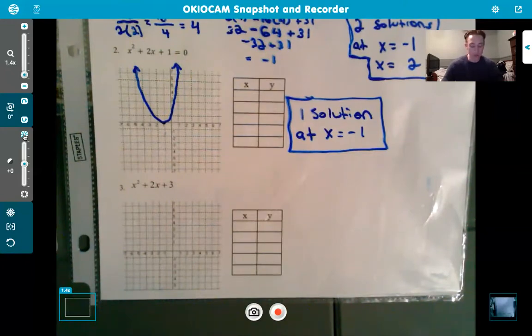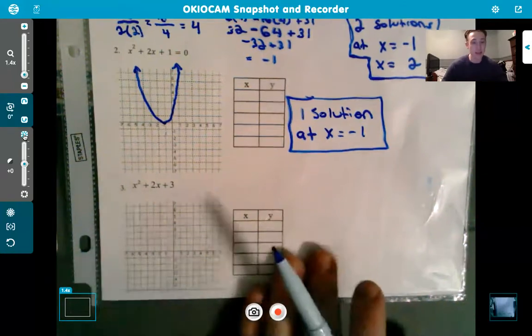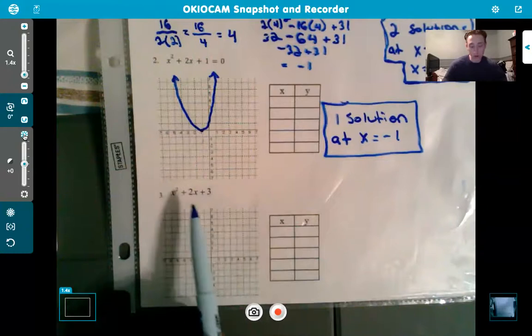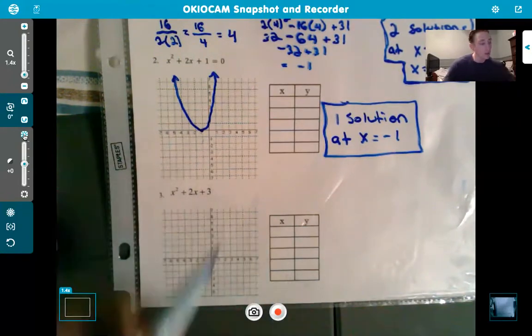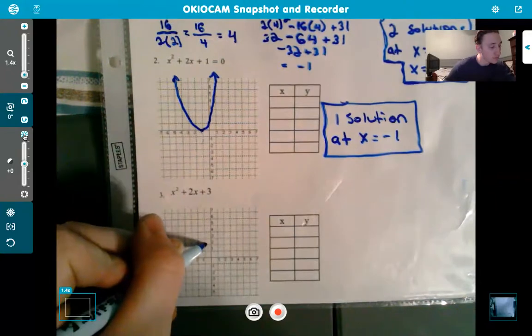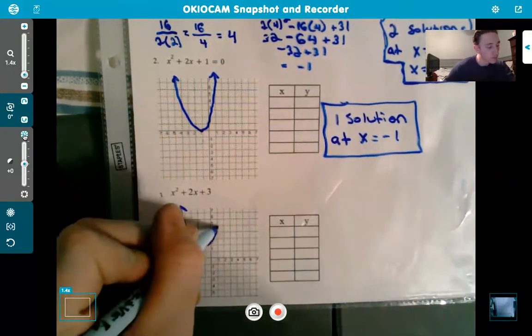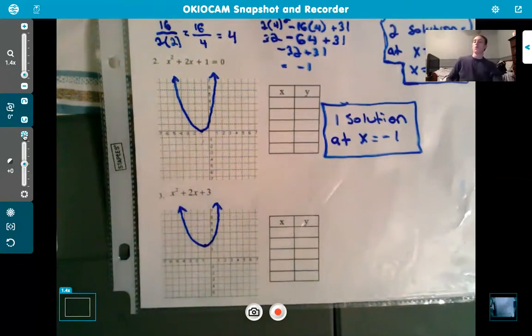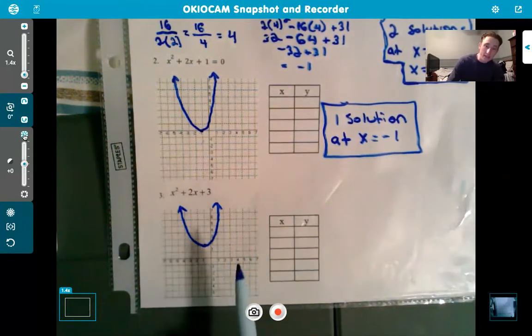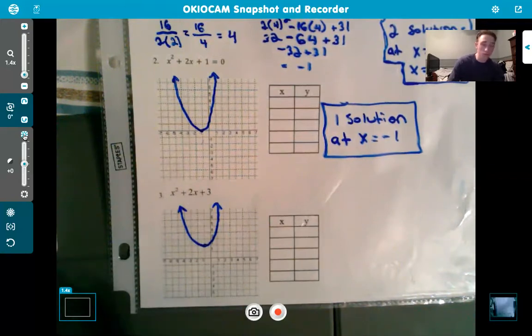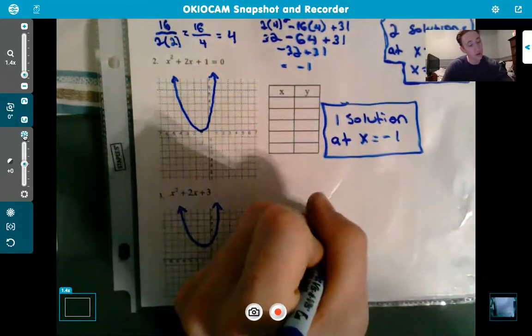Recall that we have three different types of solutions. We have 2 solutions, 1 solution, and in this case, I'm going to sketch the graph of this. X squared plus 2x plus 3 looks something like this. Notice that my graph does not touch or intersect the x-axis at all, okay? When that is the case, our third type of solution that we can have is what's called no solution.